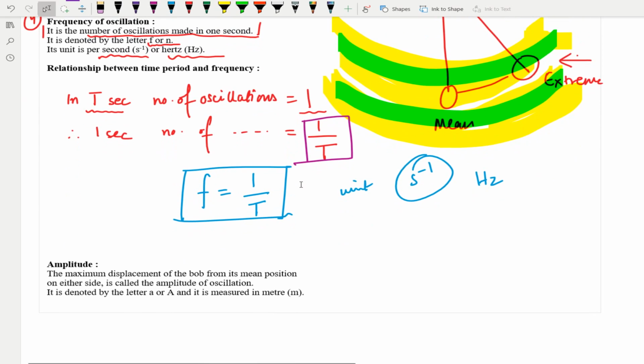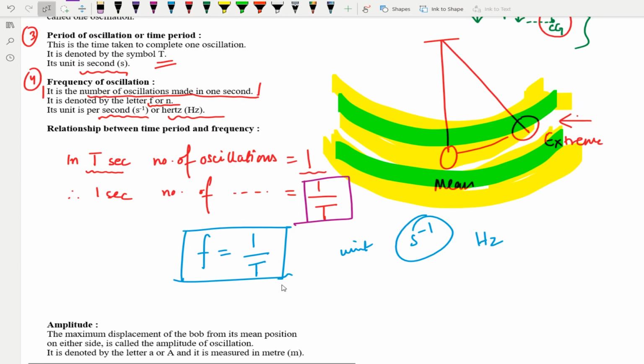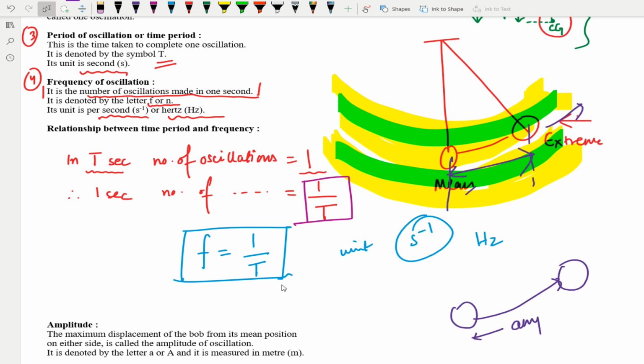Moving on, we have the next term called amplitude. Now since you already know what mean and extreme positions are, whatever is the displacement from the mean position to the extreme position, that means the displacement being done by the bob, the maximum displacement, it will not go beyond the extreme position. Okay, so from the mean till the extreme, whatever is the distance covered, that is called the amplitude.